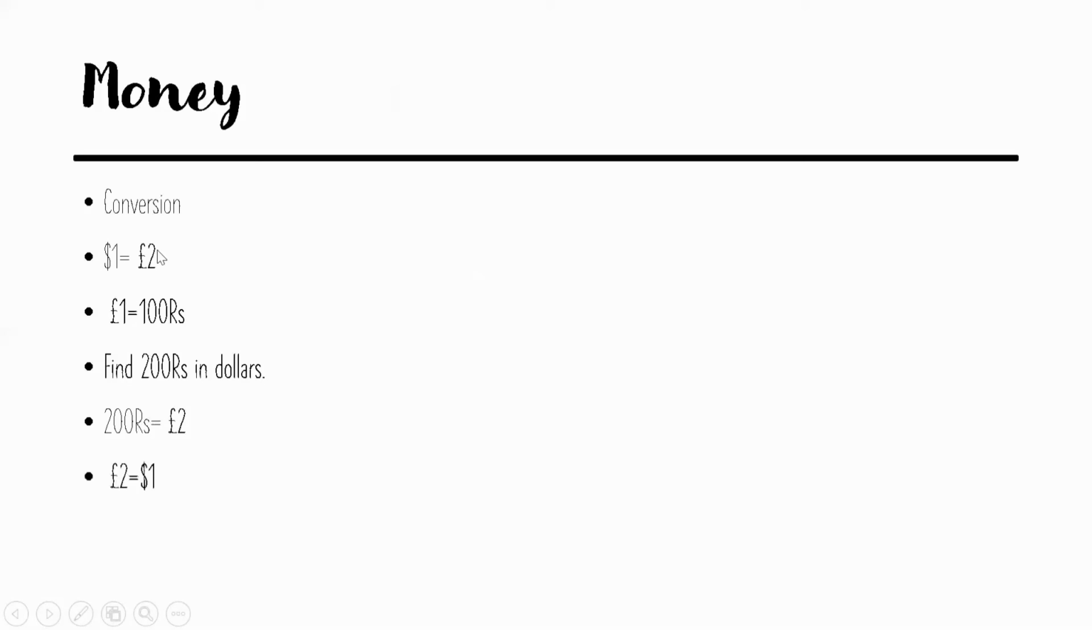Money. You have conversion. And so if the question says $1 is 2 pounds and 1 pound is 100 rupees, find 200 rupees in dollars. How am I going to do that? I want 200 rupees in dollars. I have the conversion set as $1 is 2 pounds and 1 pound is 100 rupees. So I'll first convert the 200 rupees to pounds, if 100 rupees is 1 pound, then 200 rupees is 2 pounds, right? But then I'll convert that 2 pounds to dollars, and 2 pounds is $1. So 200 rupees is equal to $1.